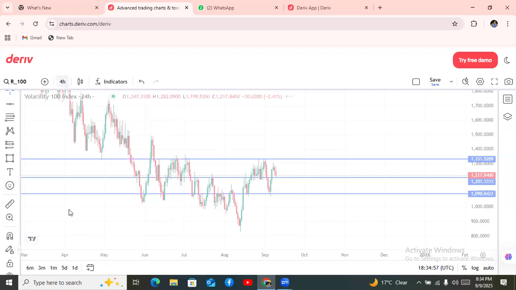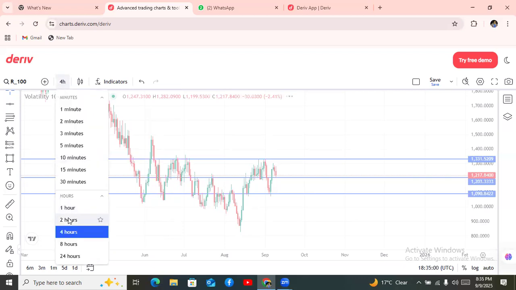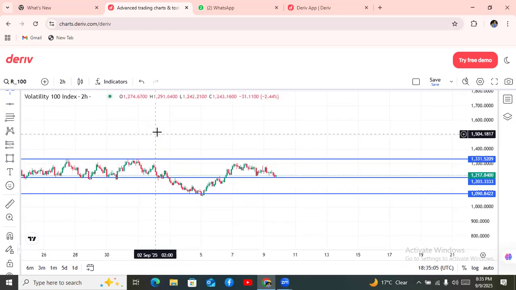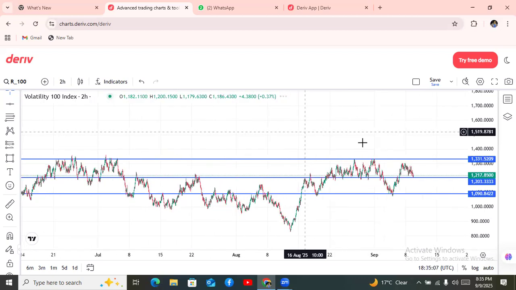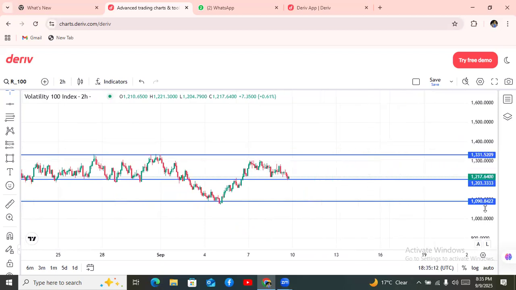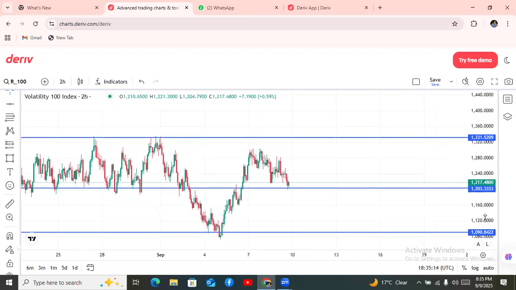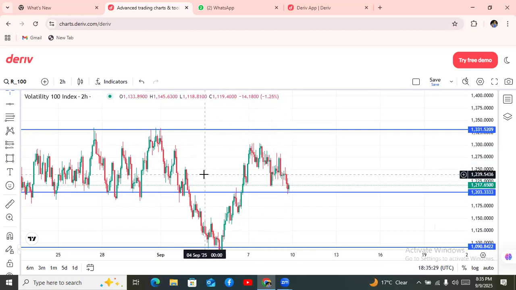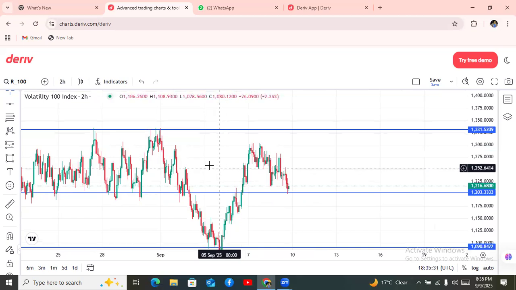Okay, the 4-hour time frame is not responding, so we can go to a 2-hour time frame to check if it's responding. Yeah. The 2-hour time frame is responding. Very good. Then we can see this is our level, and you can see this is the level where price is struggling to pass through. This is a very crucial level, and price is struggling to pass through there. So how did we take our trade?